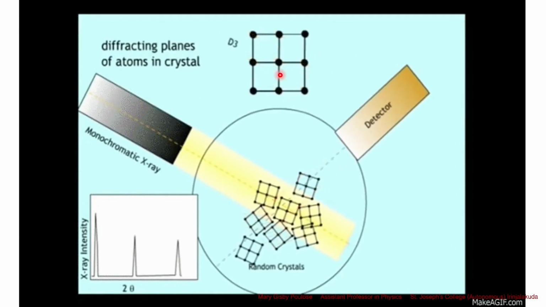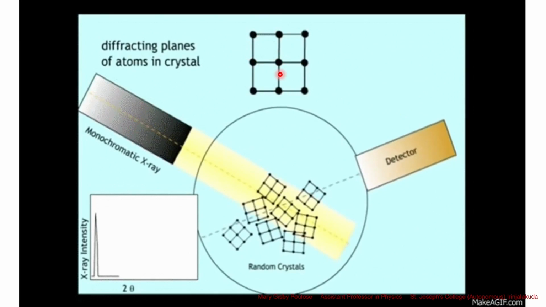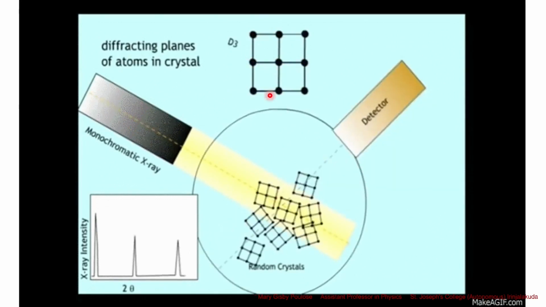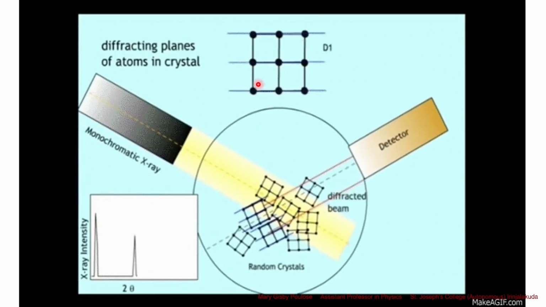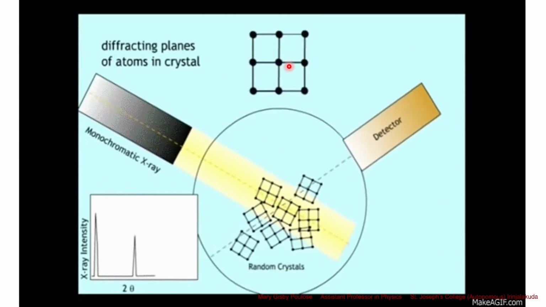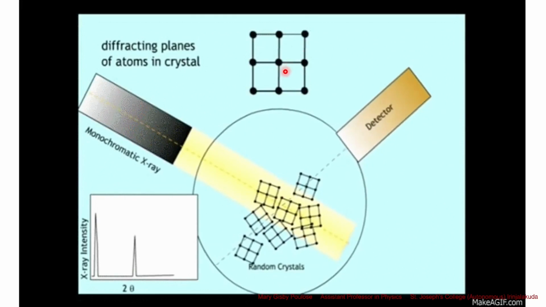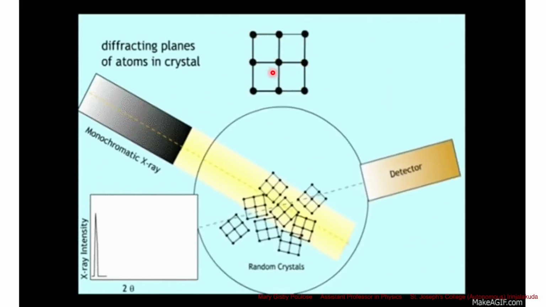Here in the D3 plane we are getting the third peak. So here we can see that the crystal shows a peak in this D1 plane. Then again in this D3 planes it shows another peak.